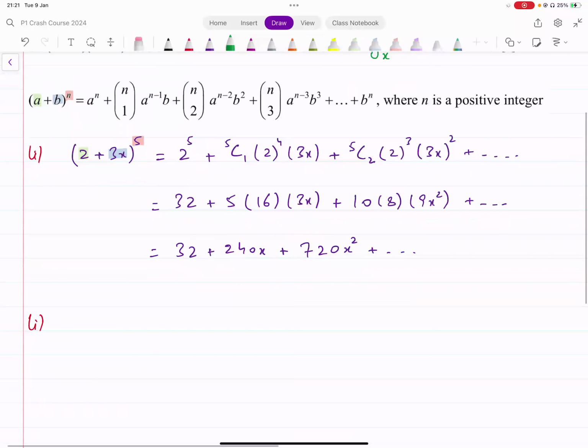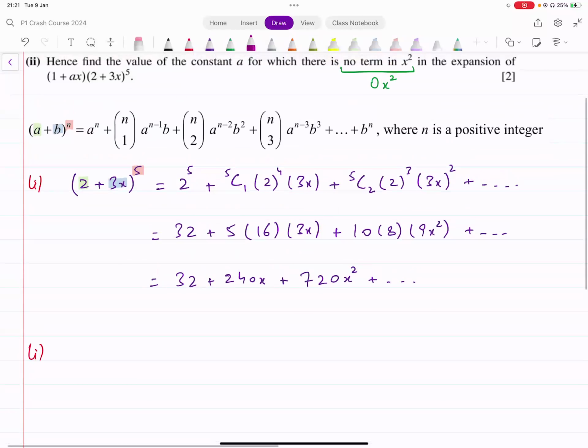That's all that we need to do. Okay, now let's do that. So what do we have here? (1 plus ax), 1 plus a times x, multiplied by (2 plus 3x) whole raised to the power of 5.